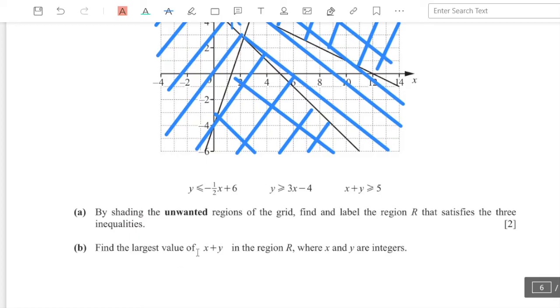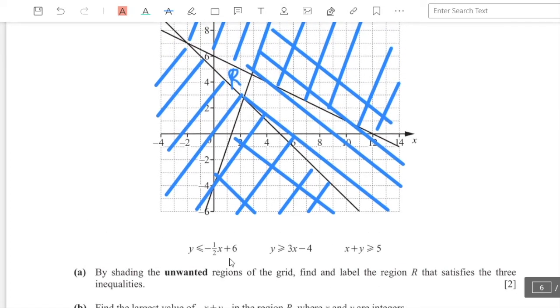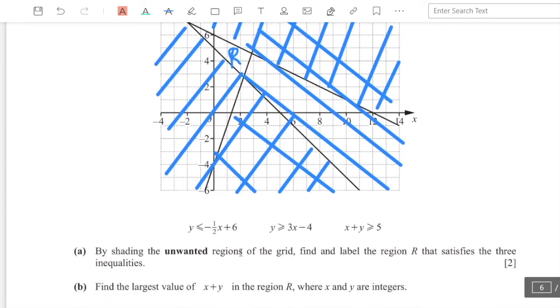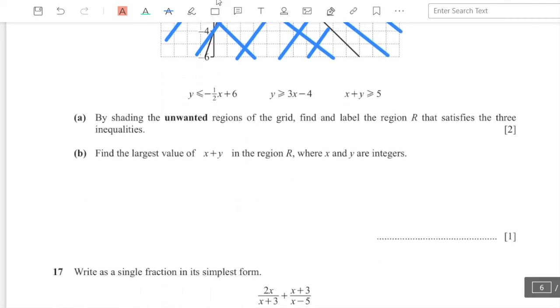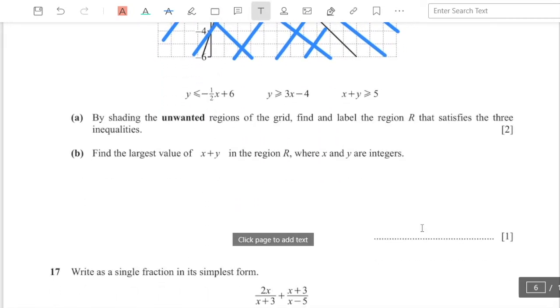B. Find the largest value of x plus y in the region R, where x and y are integers. So we want two coordinates which add up to the highest value in this triangle. So we have 2 with 4, which is 6, 2 and 5, which is 7, and then 1 only has the coordinate 5, which is 6. The rest of the values are not integers, so I'll go with 2 and 5, which sum up to be 7. So 2 plus 5 is equal to 7, which is the highest sum over here.